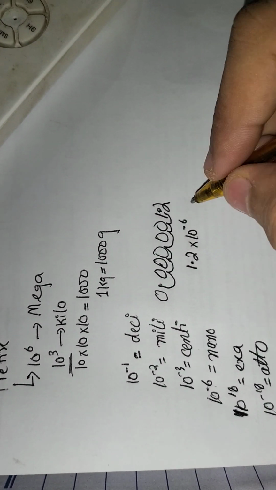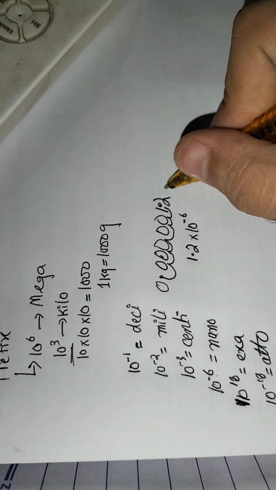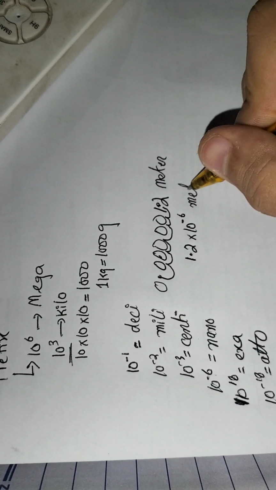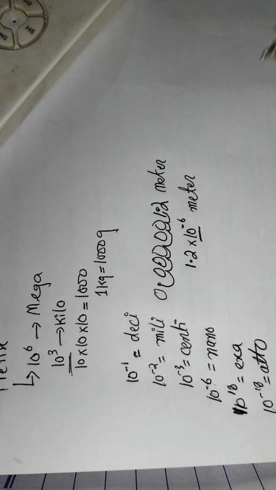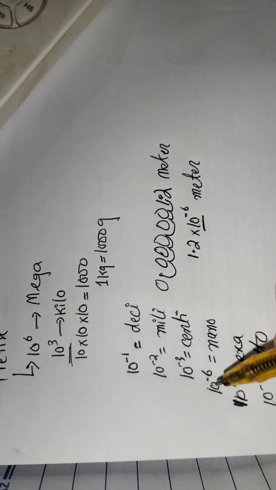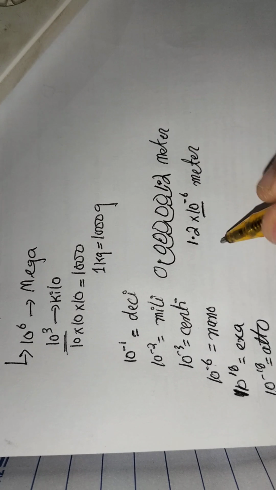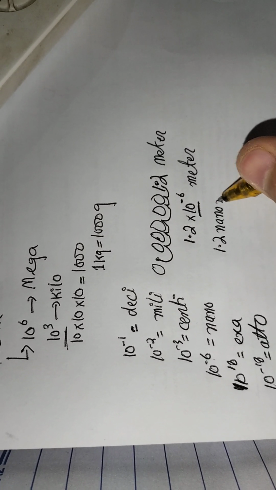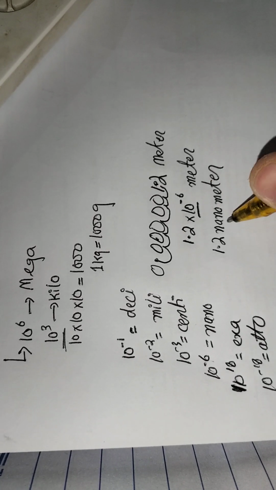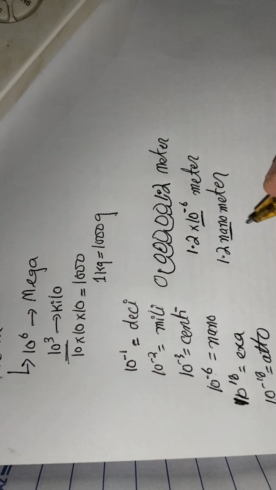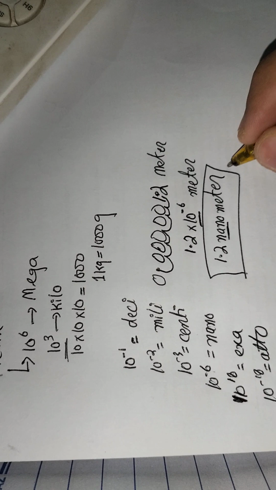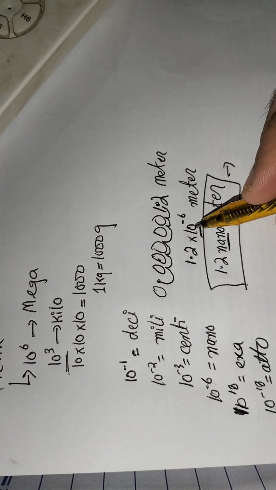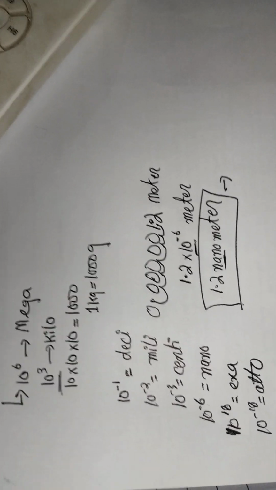For example, we are taking this in meters, so we write meter here. Now 10 to the power minus 6 is equal to nano, so 1.2 nanometer. This nano we have used is called the prefix. When we use a prefix, the power of 10 is converted into a group of words.